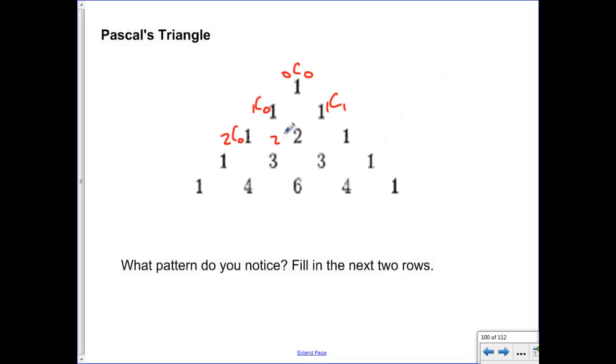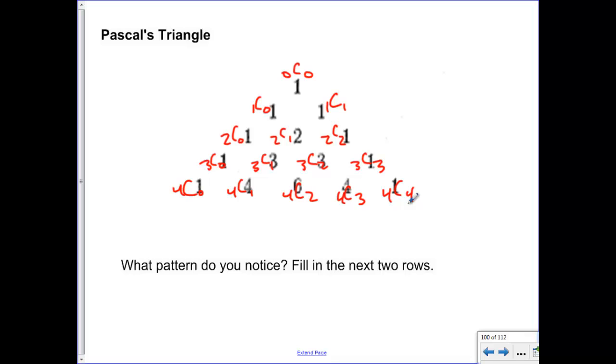This is going to be 2 choose 0. This is going to be 2 choose 1. This is going to be 2 choose 2. How's the next row going to work then? So 3 choose 0, 3 choose 1, 3 choose 2, 3 choose 3. 4 choose 0, 4 choose 1, 4 choose 2, 4 choose 3, 4 choose 4.